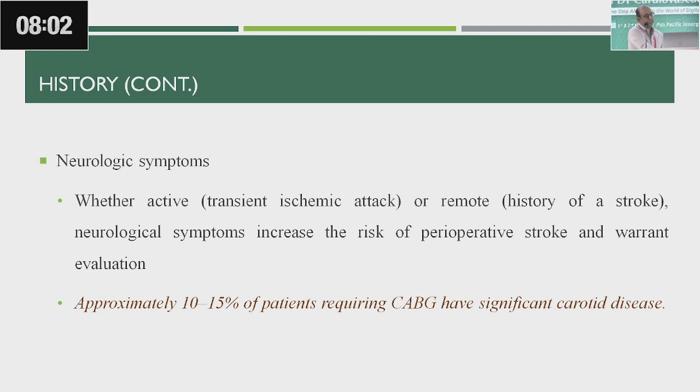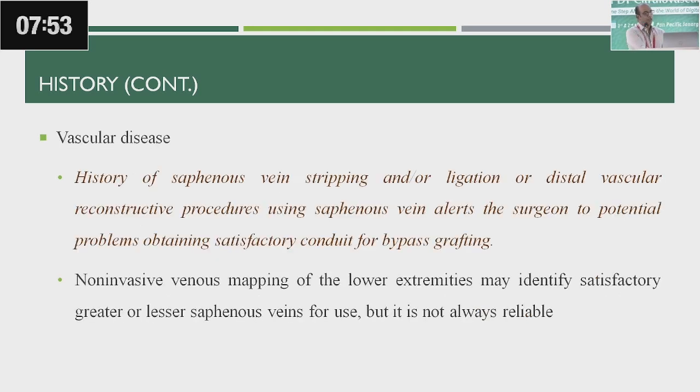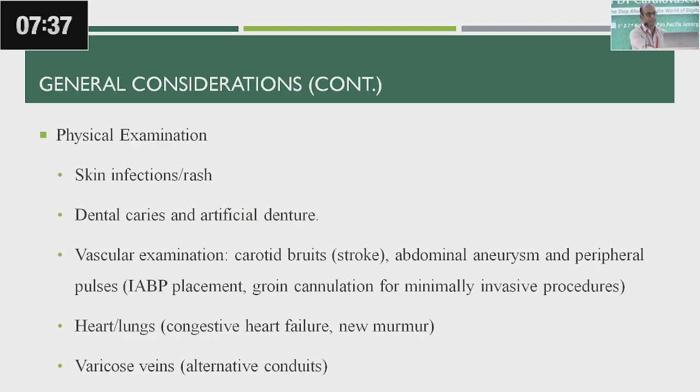On neurological syndrome, approximately 10 to 15% of patients requiring CABG have significant carotid disease. On vascular disease, a history of saphenous vein stripping and/or ligation or distal vascular reconstructive procedure using saphenous vein should alert the surgeon to potential problems in obtaining a satisfactory conduit for bypass grafting. On physical examination, we look for skin infection, dental caries, vascular examination, heart, lungs, and varicose veins.